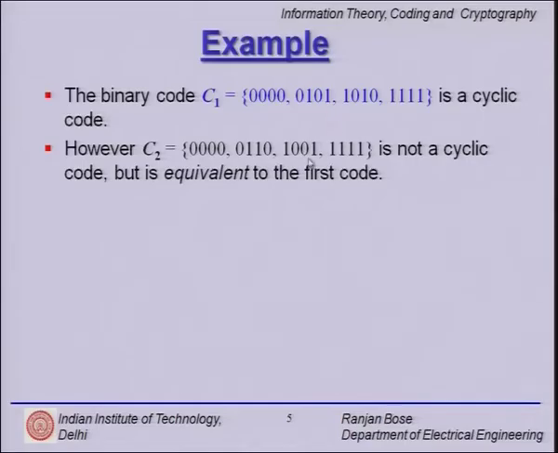But if you look at a slightly different example, where it is an equivalent code, but it is definitely not cyclic, because the cyclic shift of this does not yield another valid code word, you can verify that this is maybe a linear block code, but it is not a cyclic code. And these 2 codes are equivalent in terms of the distance properties. Both of them have a minimum distance of 2.